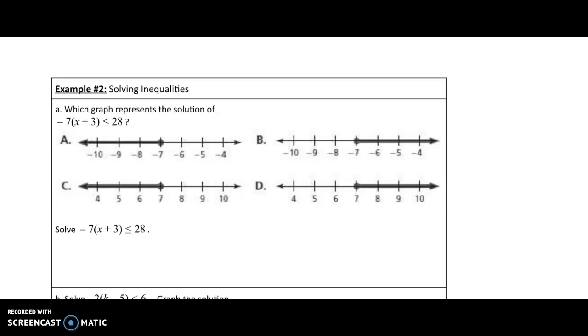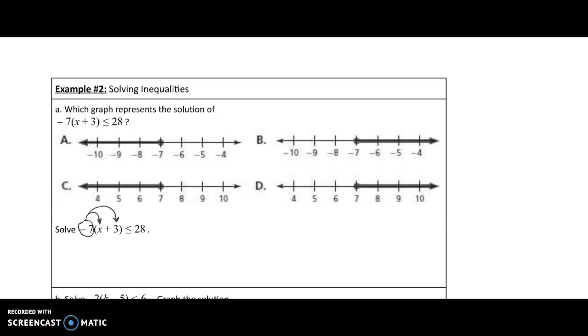All right, example 2. So we are going to still continue solving inequalities. However, now it's a multi-step inequality. So the first thing we're going to do, we need to distribute before we can start to solve. The reason we have to distribute first is because it has to be simplified before we can solve for x. So we're going to distribute through the parentheses.